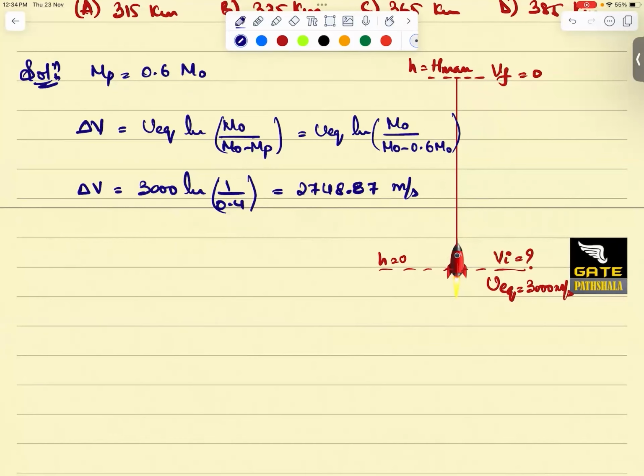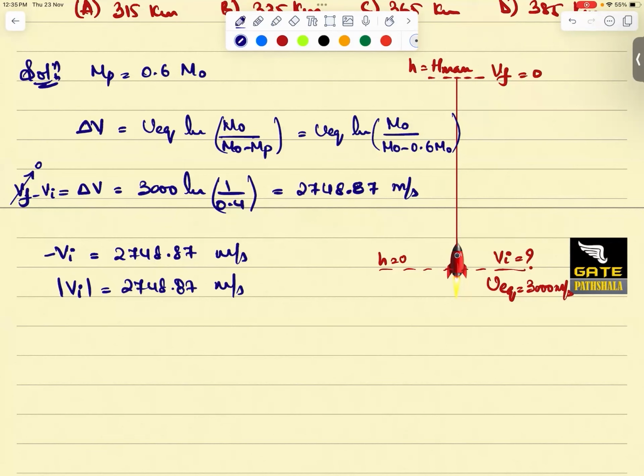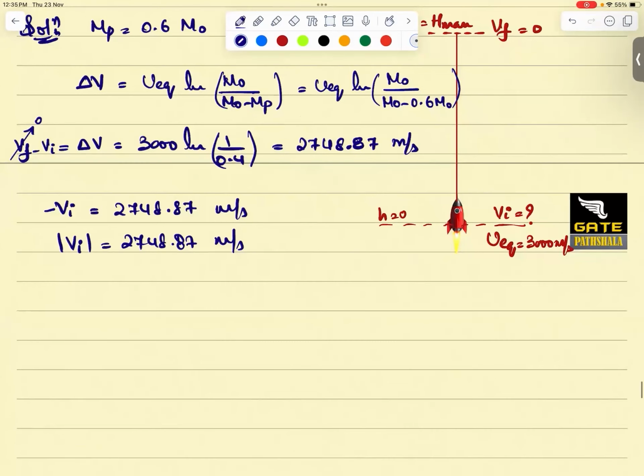Now, what is this? It is final minus initial, right? This delta V is final minus initial. आपका final क्या है? 0. So what will be your minus of VI value? 2748.87 meter per second. So you will take mod. तब जाके आएगा ये 2748.87. So the magnitude of initial velocity you will take.